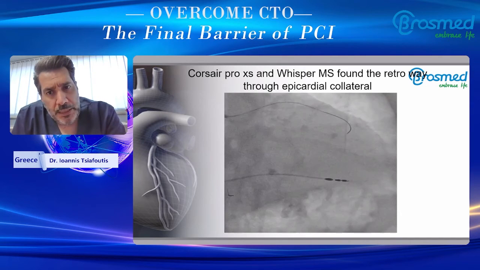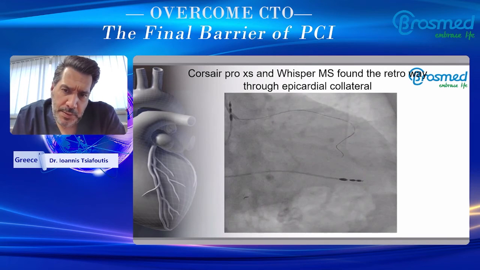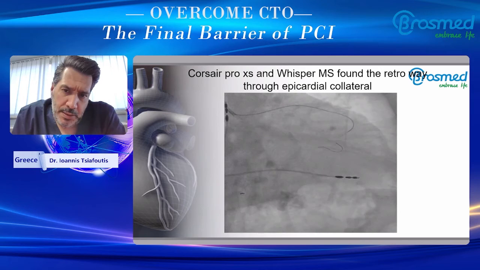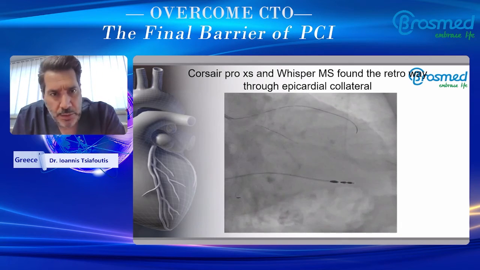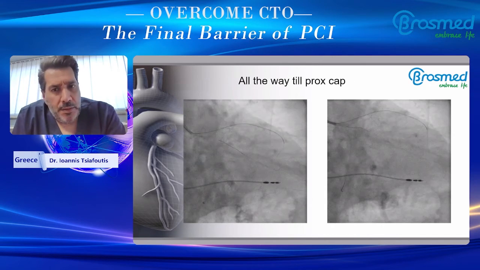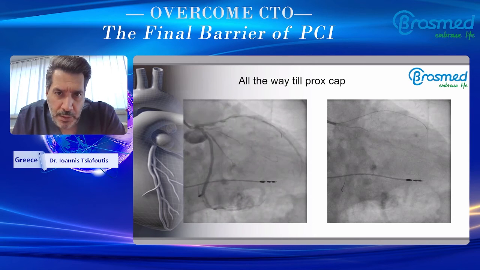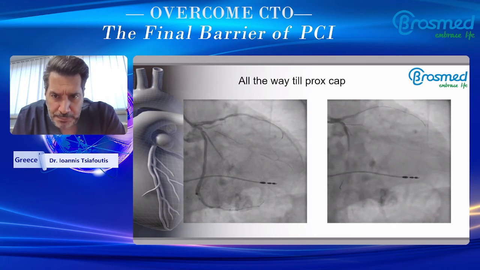We went through epicardial collaterals. You can see the wire moving. And this is the path to the totally occluded artery retrogradely. We went finally all the way to the proximal cap.